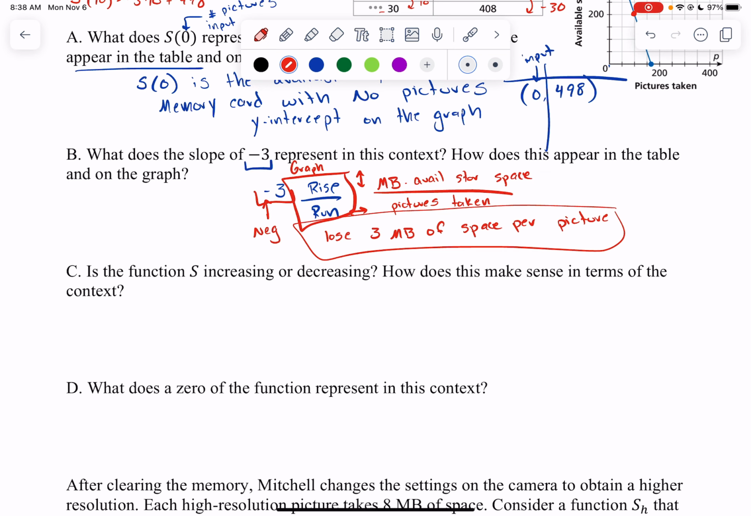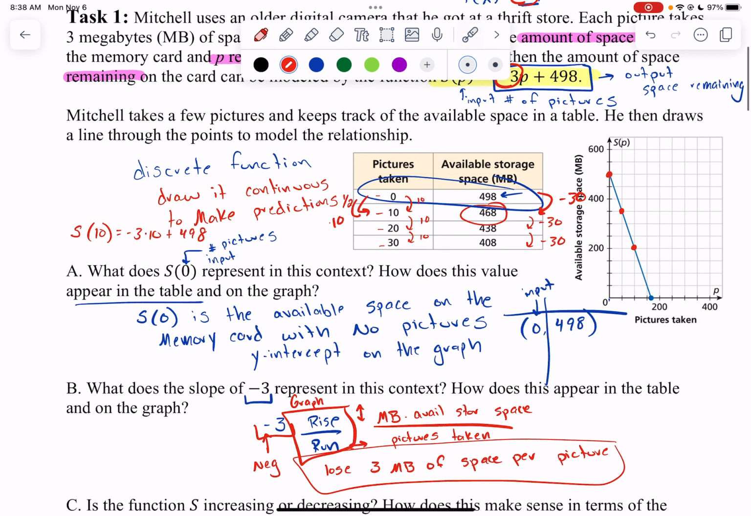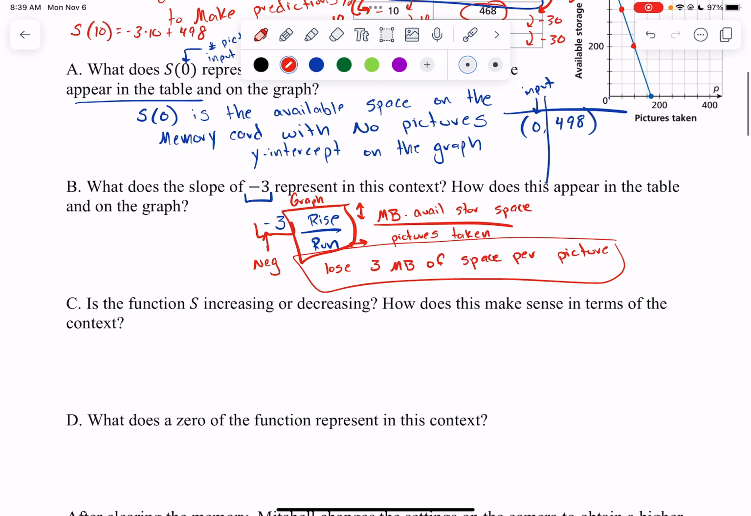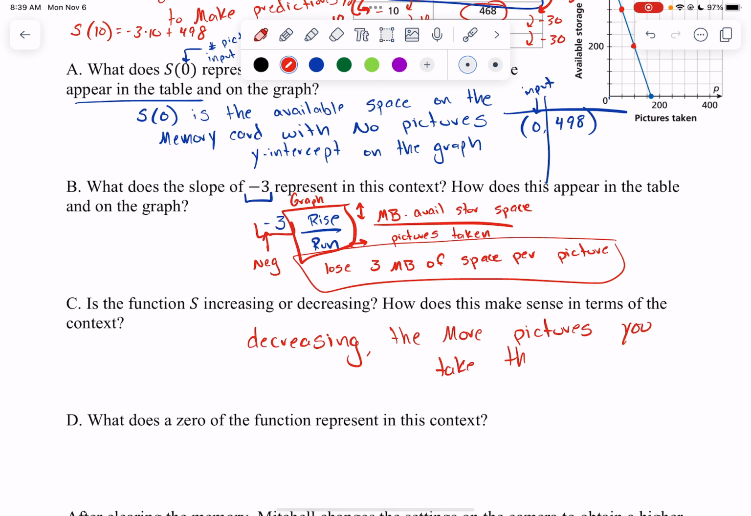Okay. Is the function S increasing or decreasing? Well, as I'm looking, it's going down. These values are going down as these values go up, so it is decreasing. How does this make sense in terms of the context? The more pictures you take, the less available space on the memory card.